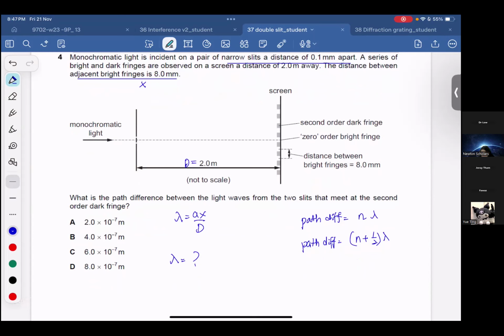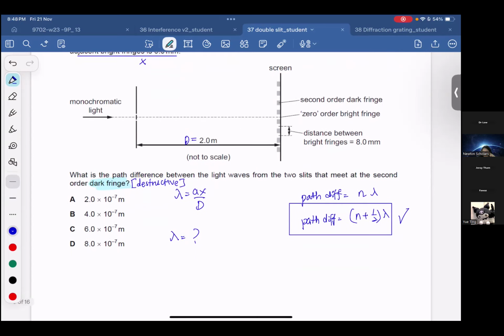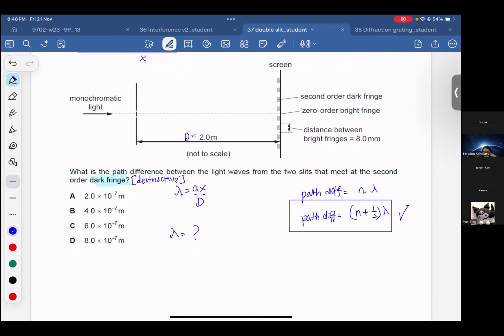What is the path difference between the light waves from the two slits that meet at the second order dark fringe? Dark fringe actually is constructive or destructive? My answer is destructive, that's why dark. Then monochromatic means they come out coherent, in phase. They didn't mention out of phase, so by logic it is in phase. So if in phase and destructive, it should be this formula, what we learned just now. Calculate your wavelength first.